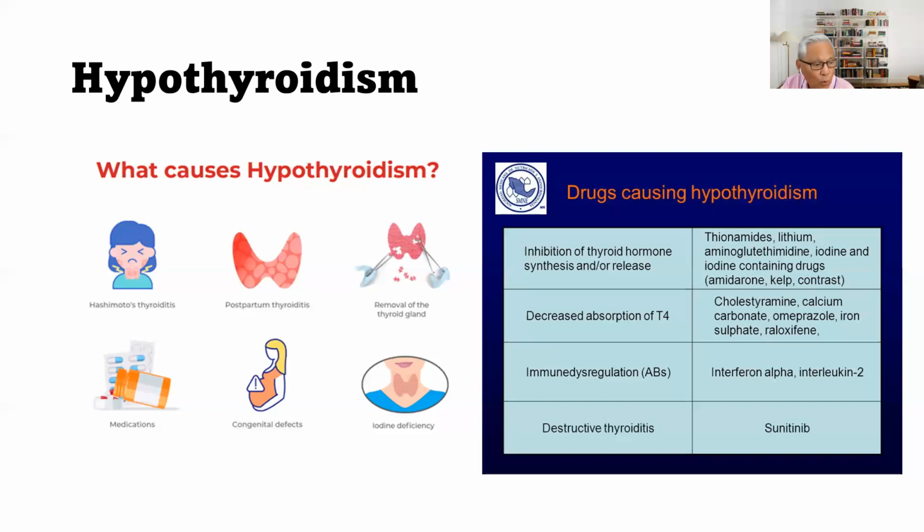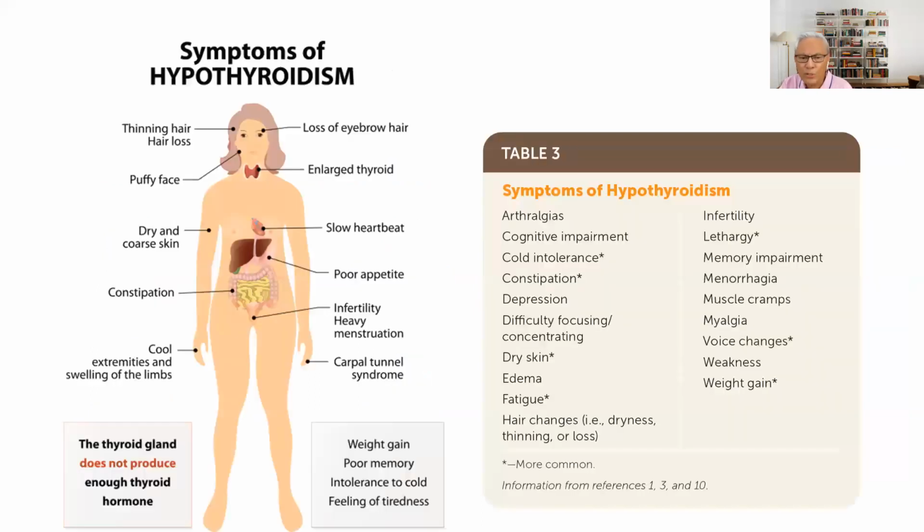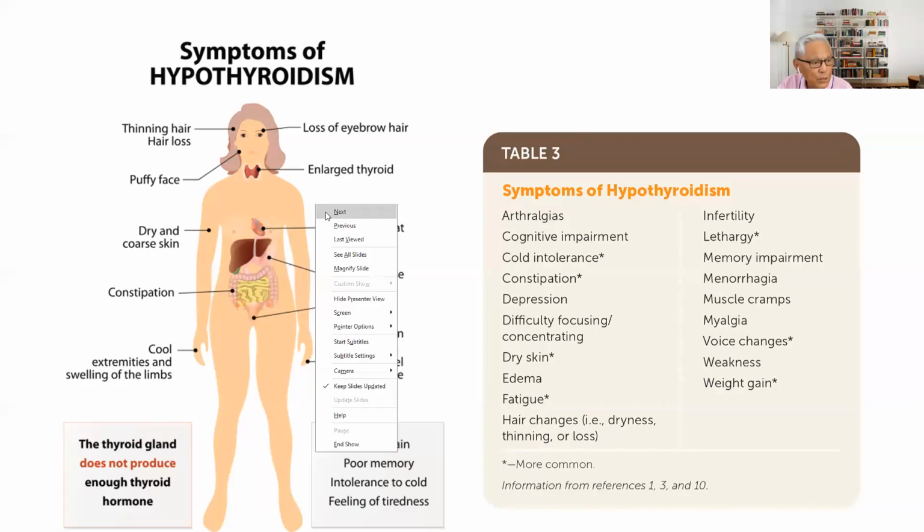Okay, so what are some of the medications? Well, let's go to the symptoms first. So what are the signs and symptoms of hypothyroidism? Well, think of slow, because the metabolic activity will be slow in these individuals. What's going to happen is that everything seems to be slow.